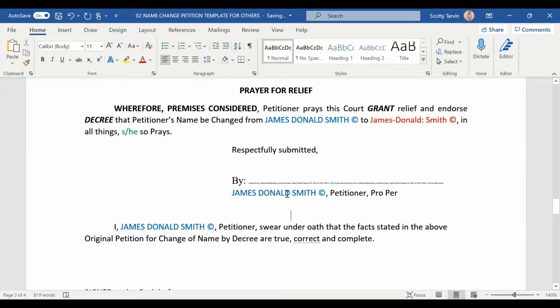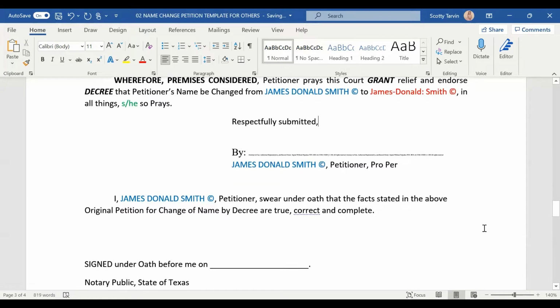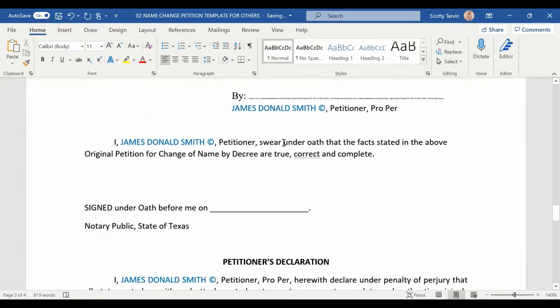Because that's the petitioner, your old name. And that's what you want to get it changed to. But we know that there's two entities we're playing around with here. So I printed mine in all capital. And I believe I did it in blue.